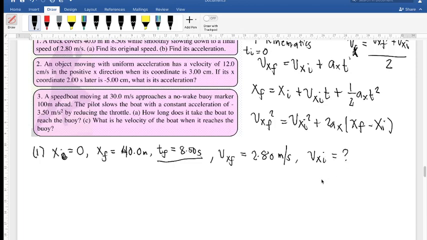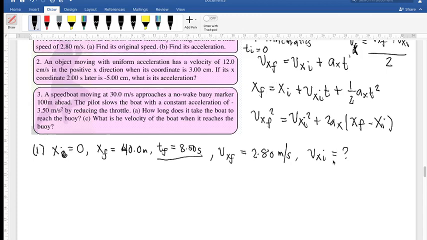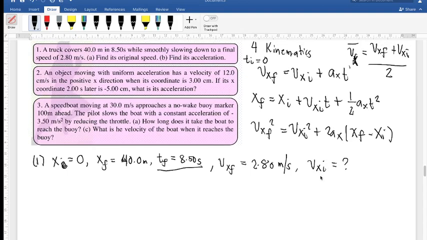Okay, so this is our unknown variable, the original speed. We have the initial position, the final position, the time t, and the final velocity. So what is the best equation we can use to find the original speed, the initial velocity? Is it this one? We have vxf, we have ax, but we don't have ax, so we cannot use this one because there are two unknowns. How about this one? xf we have, xi we have, vxi is our unknown, we have t, but we also don't have ax. How about this one? We have x and vx, vxi, but no ax. So we have xf minus xi.